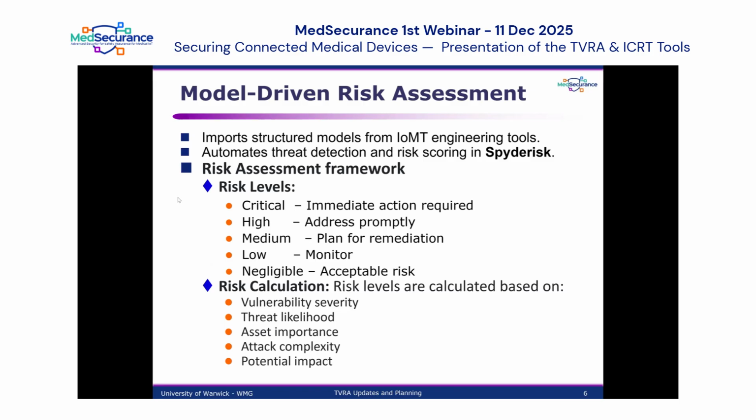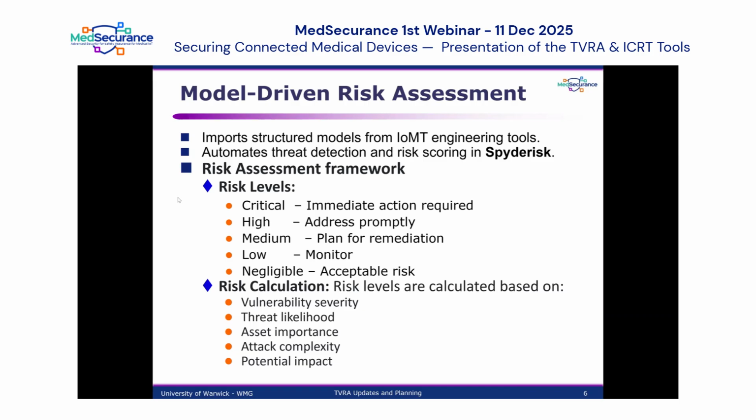So for risk assessment within the TVRA, this is a model-driven architecture. So how do we assess the risk? We have a risk assessment framework. The information comes from another tool, which is the IoMT engineering tool. We get a JSON file including the vulnerabilities and threats, and we use SPIDER Risk as a tool to automate threat detection and to score the risk associated with threats.